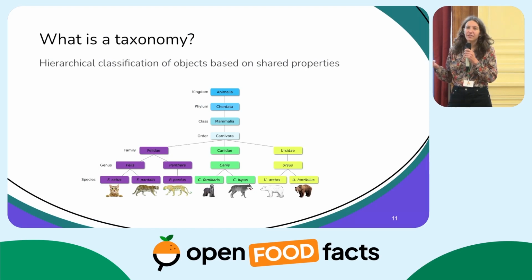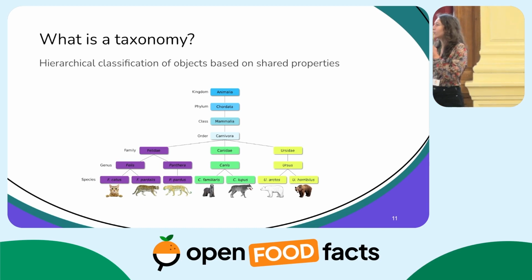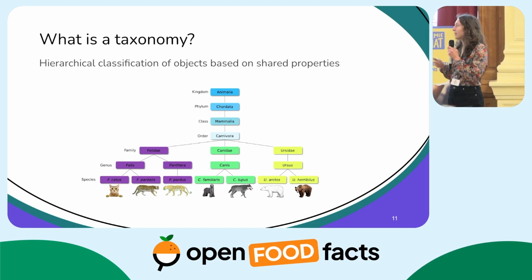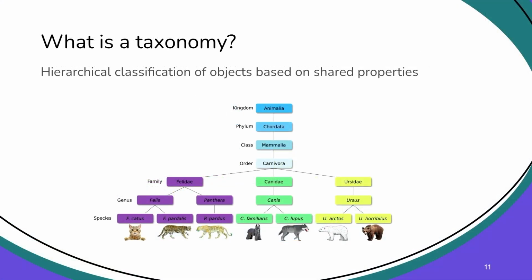Do you know what the cat and the leopard have in common? They both have retractable claws, which make them belong to the family of the Felidae. This kind of classification based on the shared properties of objects is called a taxonomy. And so now you can wonder, but how does it apply to Open Food Facts and how can we use them for the project?